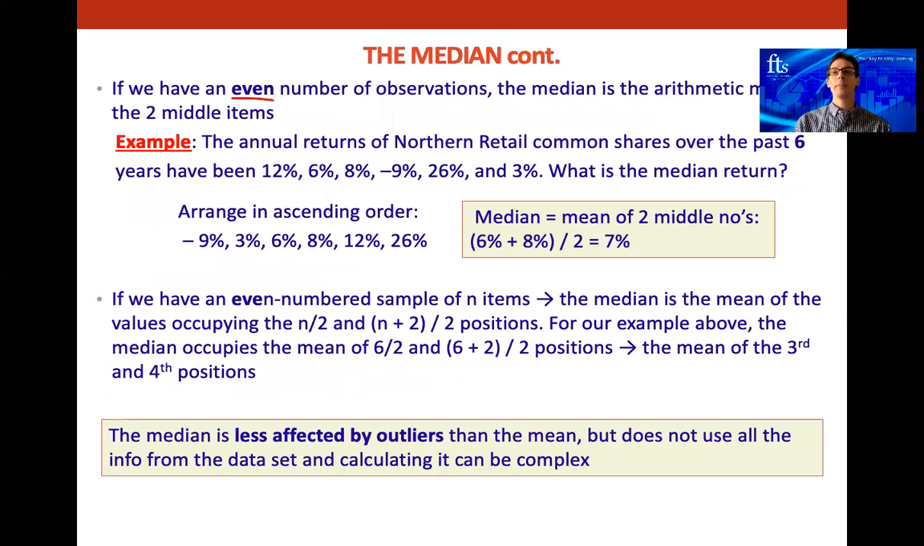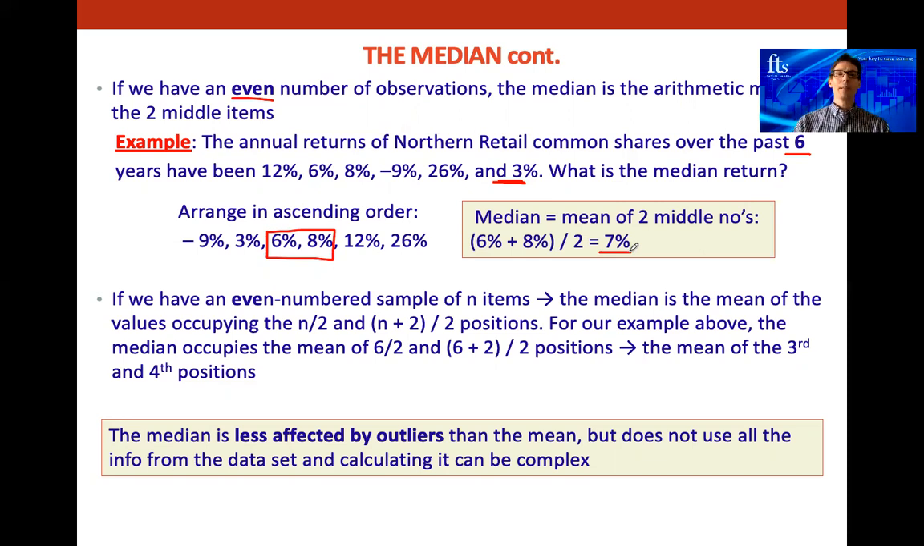Now the median is going to be the arithmetic mean of the 2 middle items. In this example, we've got the same information as before, except we've now got 6 years and not 5 years. This is the only difference. In that 6th year, the return was 3%. So there's the 3% there, which wasn't there before. Again, we arrange in ascending order, and now we've got an even number of observations. So the median is going to be the mean of the 2 middle items. The 2 middle items are these 2 over here. We need to take the mean of these 2, which is going to be 7%. So our median is going to be 7%.